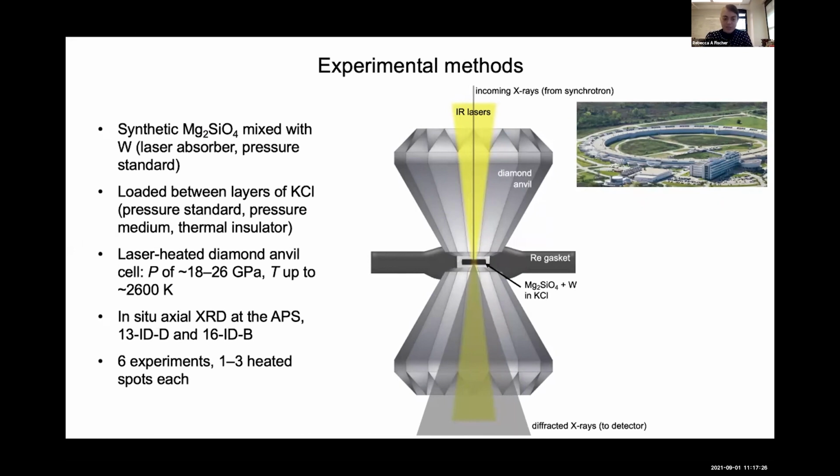And we did these experiments with in situ axial X-ray diffraction at the APS, both at beamline 13-ID-D GSECARS and 16-ID-B HP-CAT. So in this axial geometry, the X-rays come in along the compression axis, and then the diffracted X-rays come out the other side. So we looked at 6 experiments this way. We did 1 to 3 laser heated spots on each experiment. So I think we got something like maybe 12 heating cycles in total that we used.